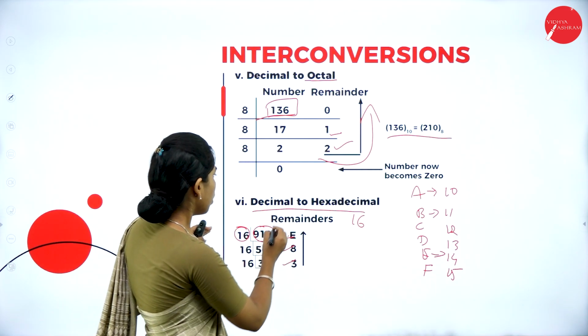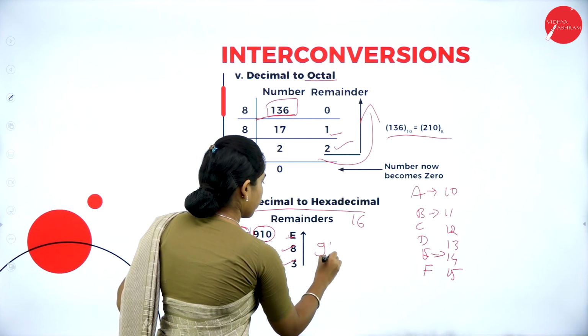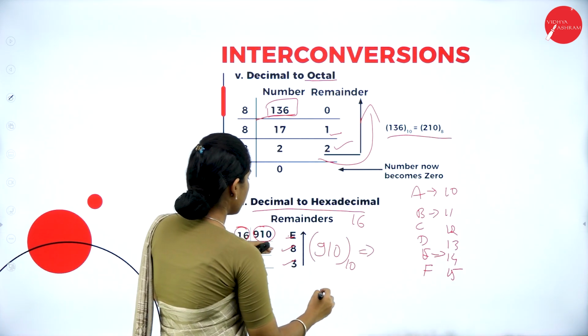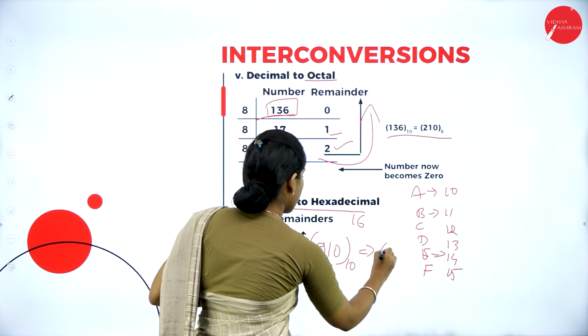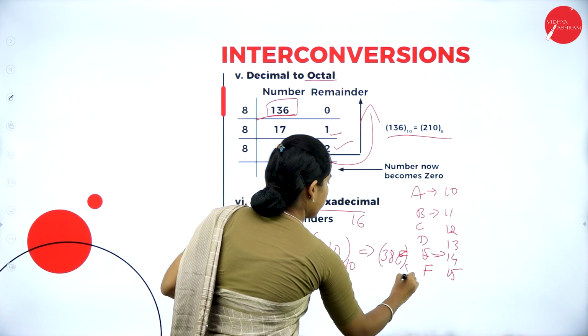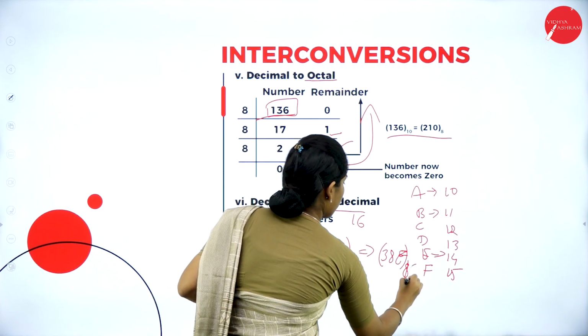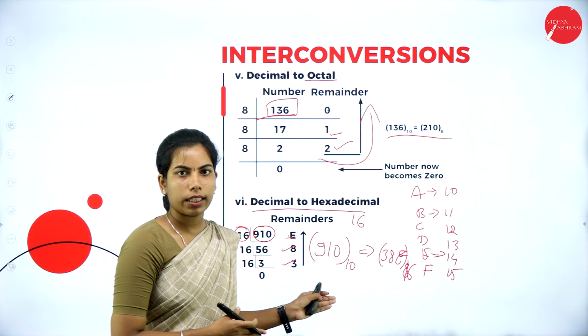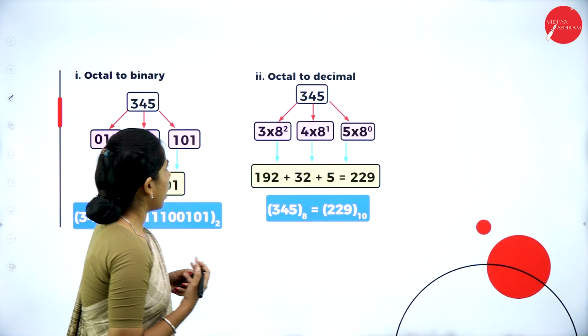So that's what it means for 910. From 910 with the base value 10, we can convert into hexadecimal: 3, 8, E with the base value 16, right? 16. You have to do it like this. Got it? So let's see another example.